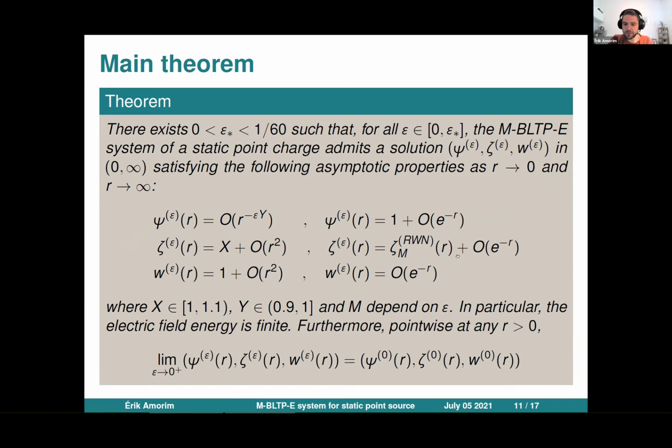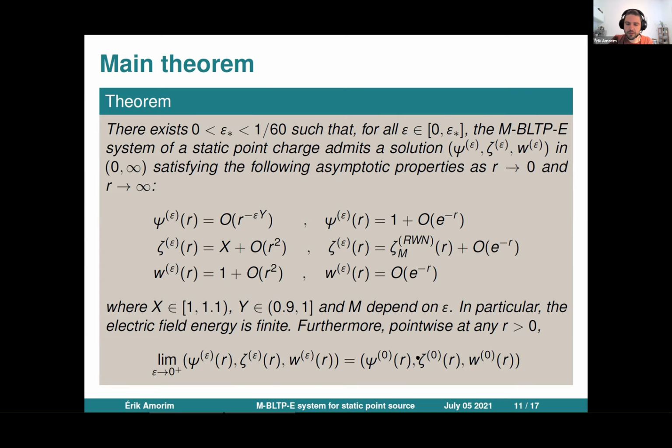This was to be expected. But for small r, zeta is going to some number x, w is going to some number one, and psi is actually blowing up like r to the minus epsilon y. So I have down here x is between 1 and 1.1, y is between 0.9 and 1. So you see that psi is actually blowing up, but very slowly because of this epsilon in the exponent that's a small number. So in particular, because the blow up of psi is not so dramatic, you can find that the energy is finite. So this is a good solution. And furthermore, pointwise at any r, it actually approximates the flat space solution.